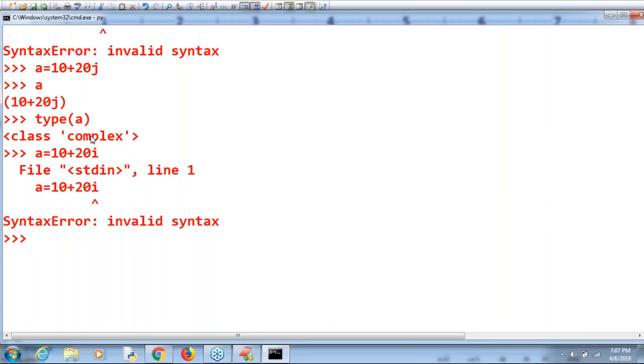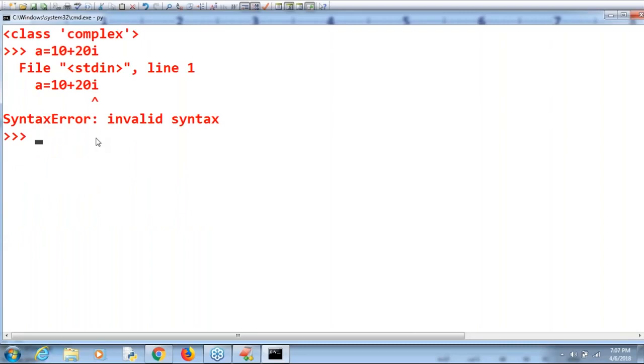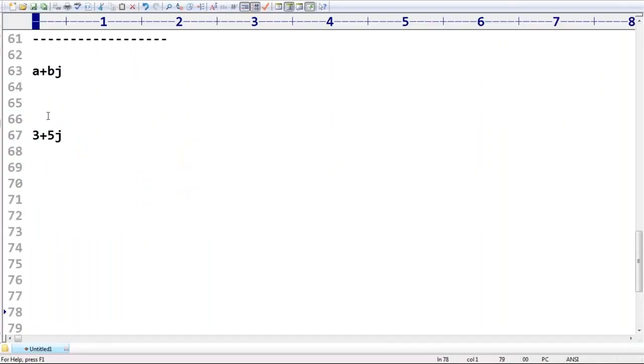Remember that. In the complex number, how many parts are available? Two parts. A means the real part. B means the imaginary part. In both the real part and the imaginary part, you can take decimal values, floating point values, no problem at all. So don't think a is always an int value and b is always a float value. No.